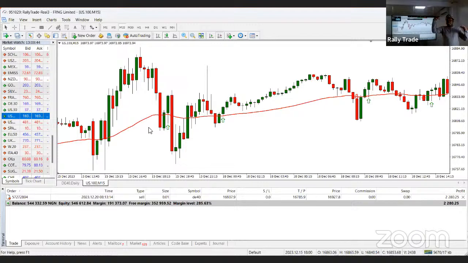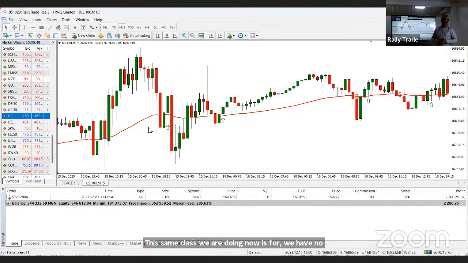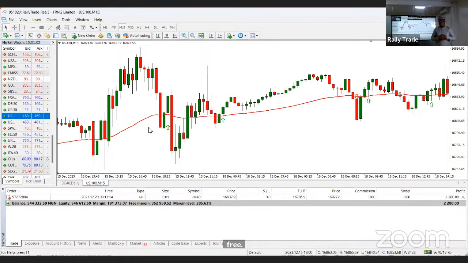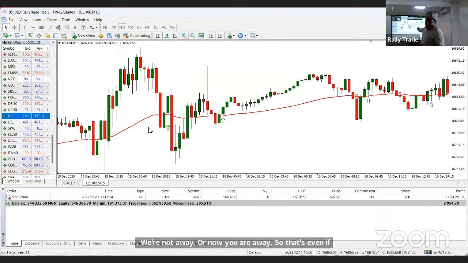This same class we are doing now is for Gartley, is that not? We have done class for this one before. We also offered that if you move your account from any amount, maybe 100,000, to 600,000, we'll give you the indicator for free. But that was that time. You were not aware. But now you are aware. Now that we are doing Gartley, even if I'm going to give you the indicator for free today, if your account is up to 600,000, I'll give you that Gartley for free. I will not give you this one for free.